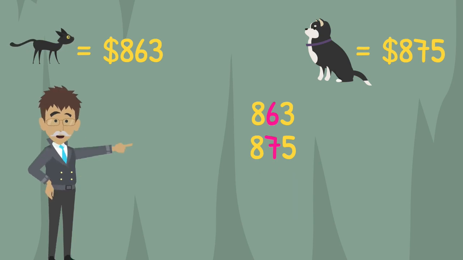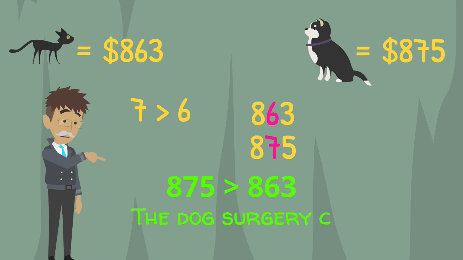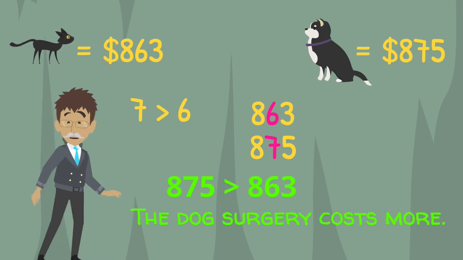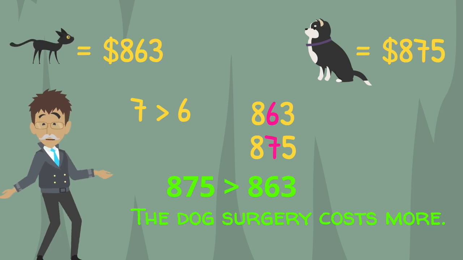The cat surgery has a 6 in the tens position, while the dog surgery has a 7. 7 is greater than 6, which means 875 is larger than 863. We write this as 875 is greater than 863. This means the dog surgery costs more. While there are many ways to compare numbers, using place value is very efficient.